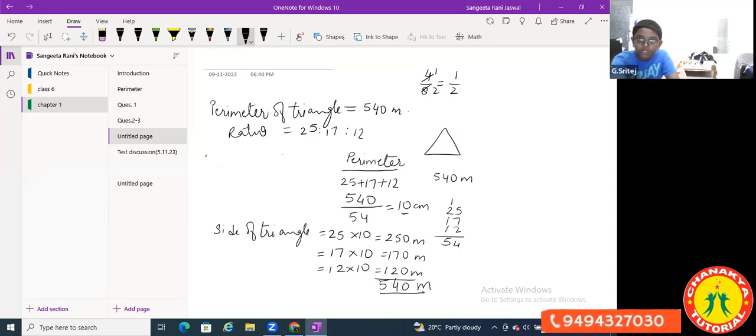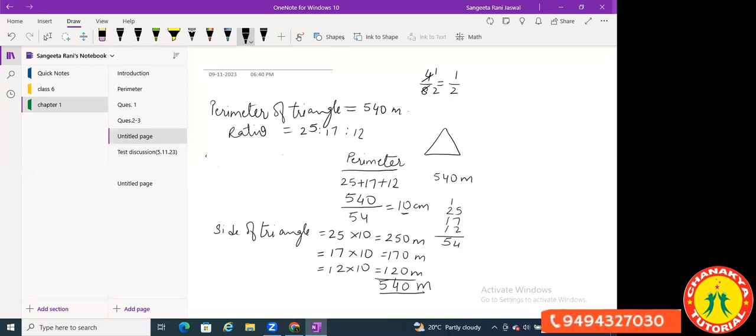Ma'am, this ratio question is just to check the answer. No, we were asked to find the side of the triangle. Ma'am, sides of the triangle are 250 meters, 170 meters, 120 meters. Yes, this is the answer. But just to check, I have added all the sides to find the perimeter. Since we have got the same perimeter as given in the question, our answer is correct.